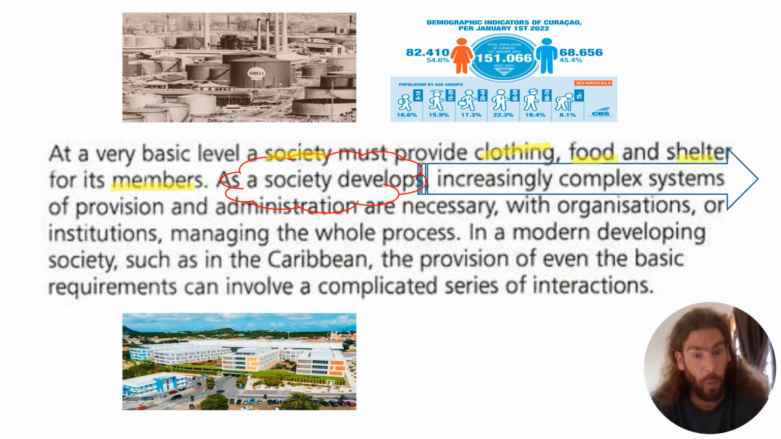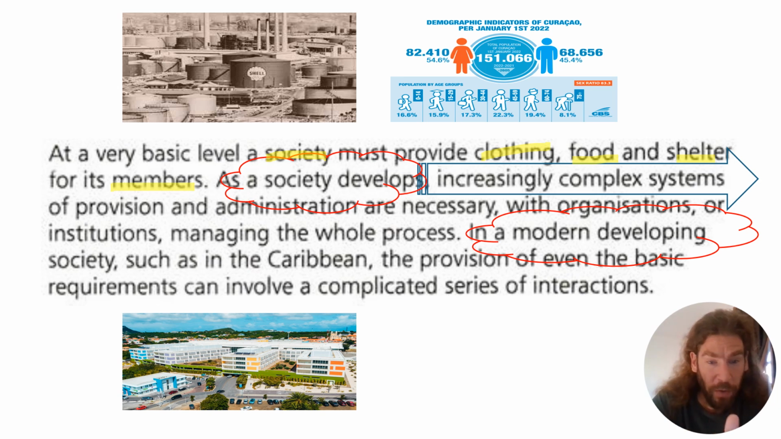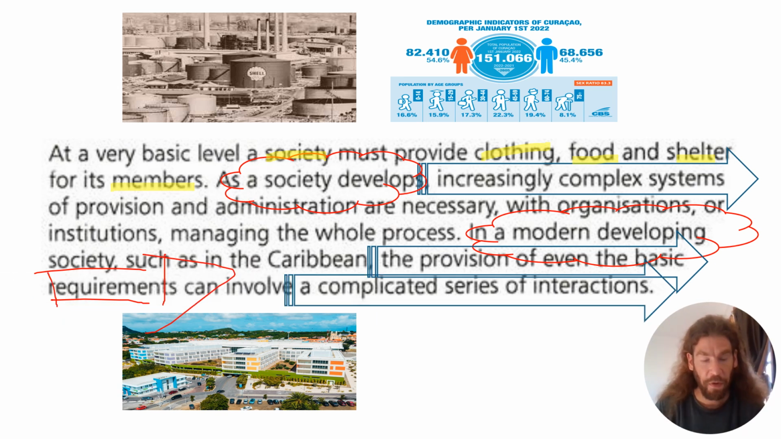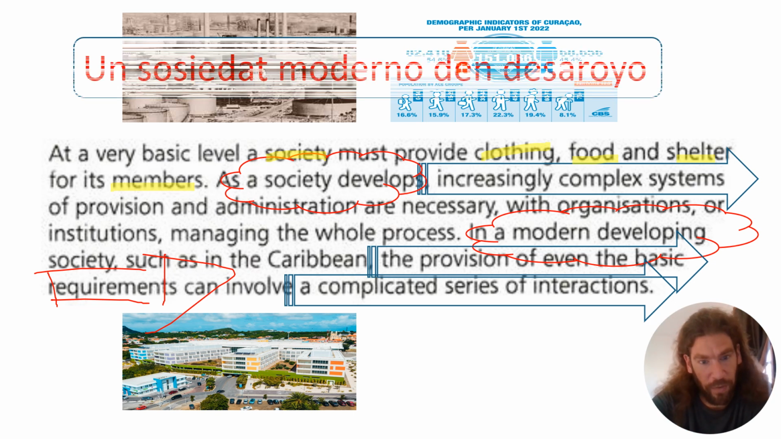And here you have CMC, where you go when you're ill, and you undergo all kinds of complicated medicine or treatment or surgery. So these are all signals that our society has increasingly become complex. In a modern developing society, such as the Caribbean, the provision of even the basic requirements can involve a complicated series of interactions. So even basic requirements, like handing out a birth certificate or getting medicine or receiving a permit, can be a complex series of interactions between public workers and public servants who have to give a stamp, who have to give permission. It goes to different ministries. In other words, it can be very complex.